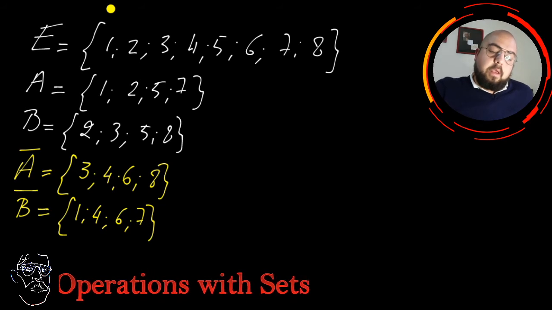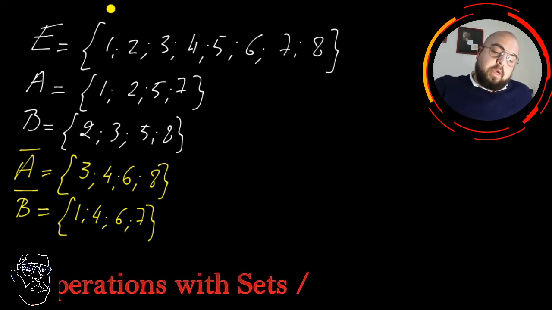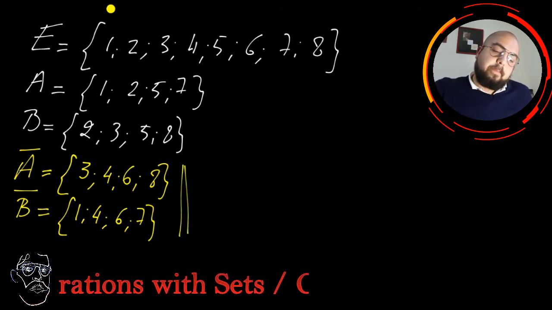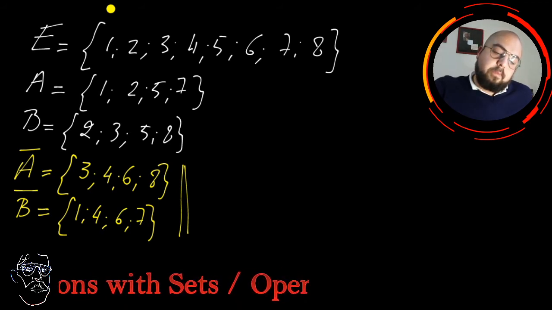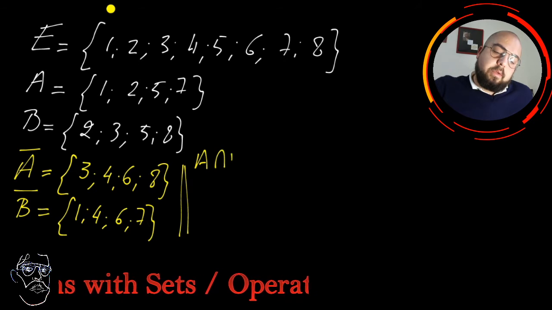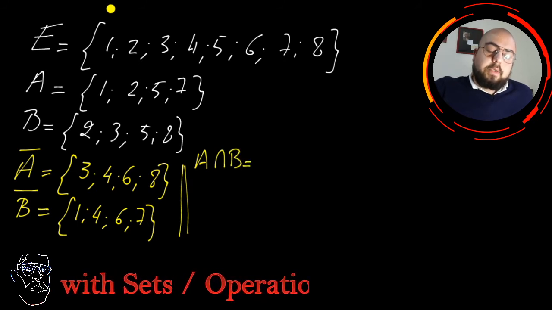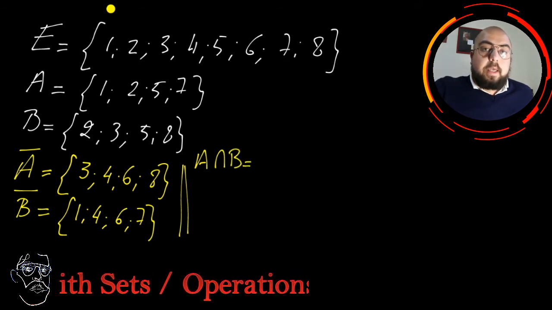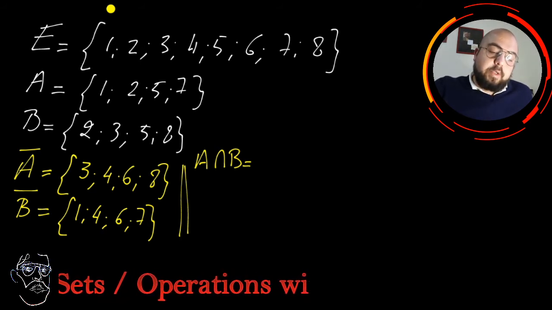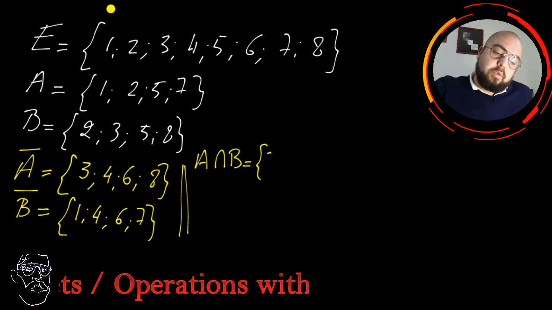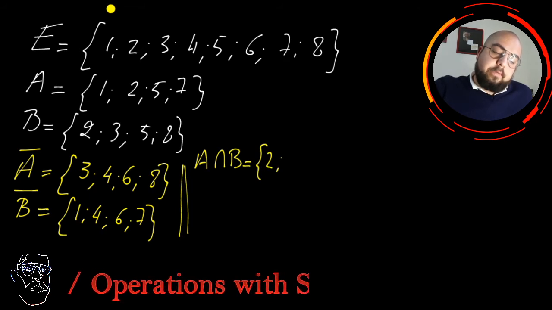Alright. What about, let's say, A inter B? A inter B, you have to find out the common elements between A and B. 1 is not common, 2 is common, so 2 and 5.